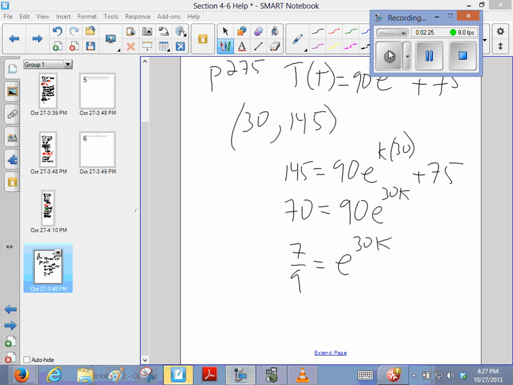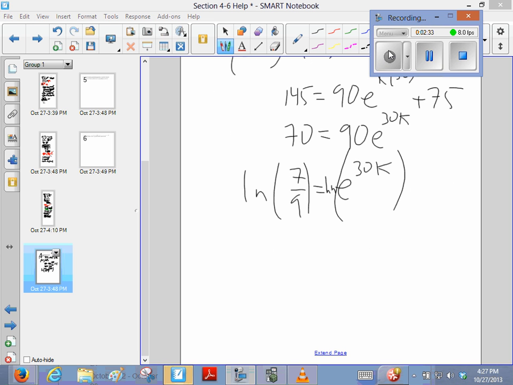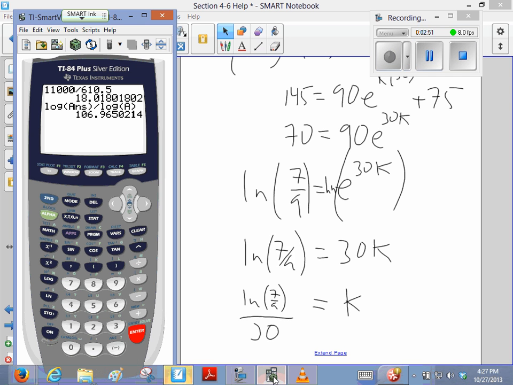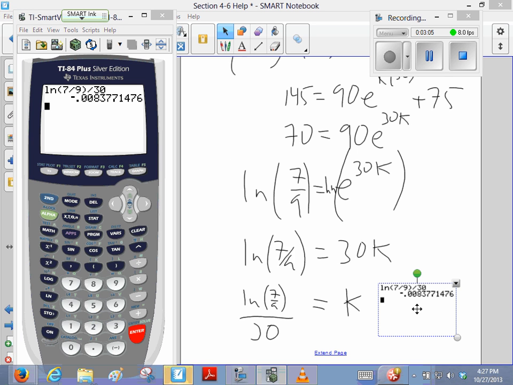Now what's nice about this, I'm going to take the natural log of both sides of this equation, because the natural log and the e will cancel. That gives me the natural log of 7 divided by 9 equals 30k. So the constant will be the natural log of 7 over 9 divided by 30. Okay, so that's the constant. So we can write our equation now.